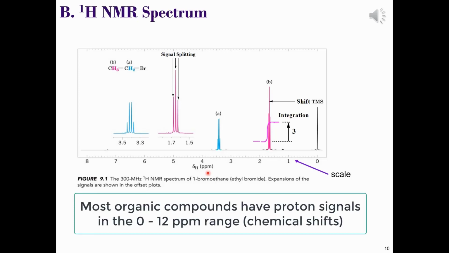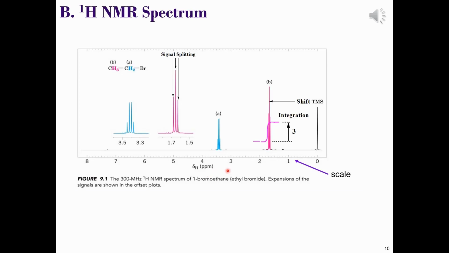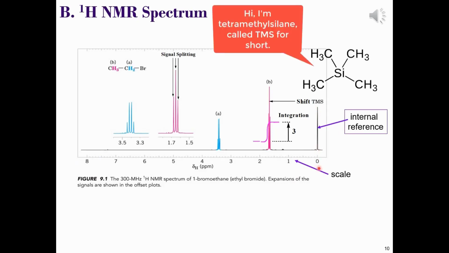Most organic compounds exhibit proton resonances or chemical shifts that fall within a 0 to 12 parts per million range. Also, like IR, the scale has the higher numbers on the left and the lower numbers on the right. NMR requires the use of an internal reference compound that always sets this scale to 0. This is called tetramethylsilane and has the abbreviation TMS.